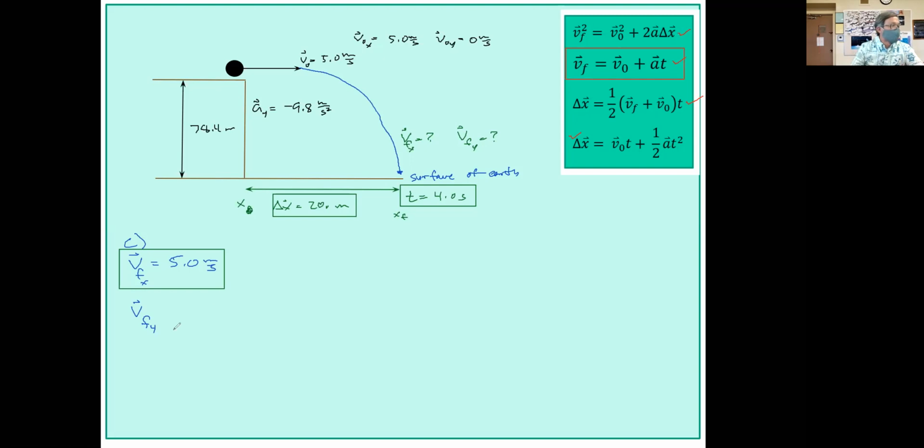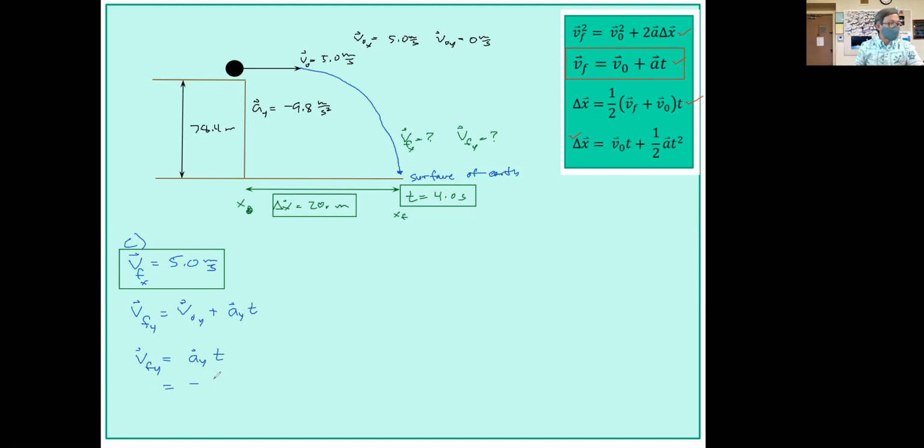So let's go ahead and write that down. We know then that v initial is going to be 0. So it's going to be v initial along the y plus acceleration along the y times time. Okay, v initial is going to be 0. Therefore the equation reduces to v final is equal to acceleration along the y times time. And there it is. That's it.